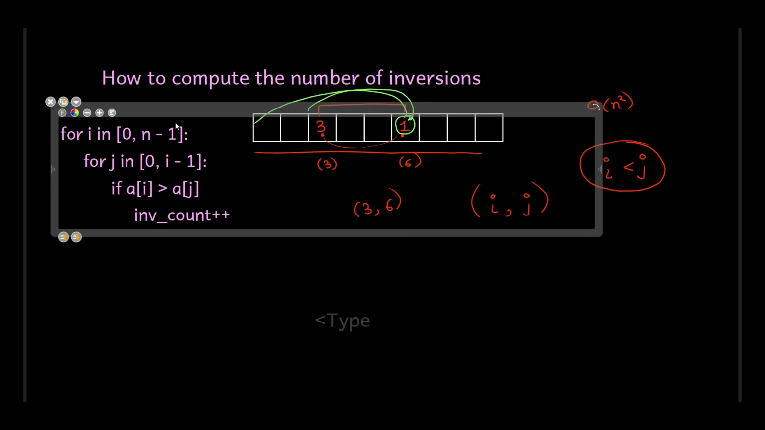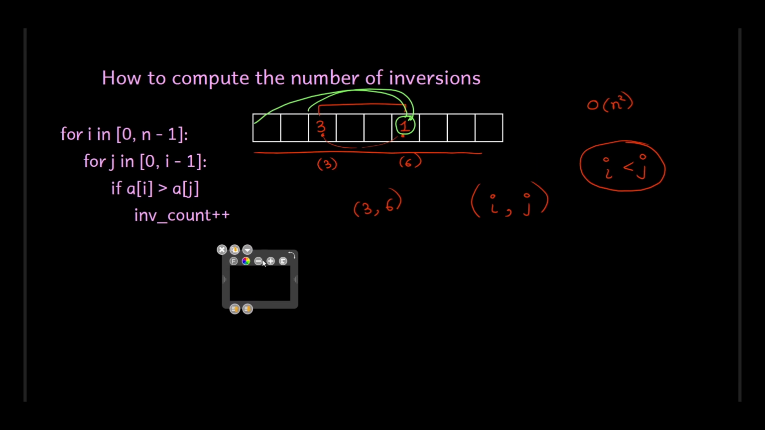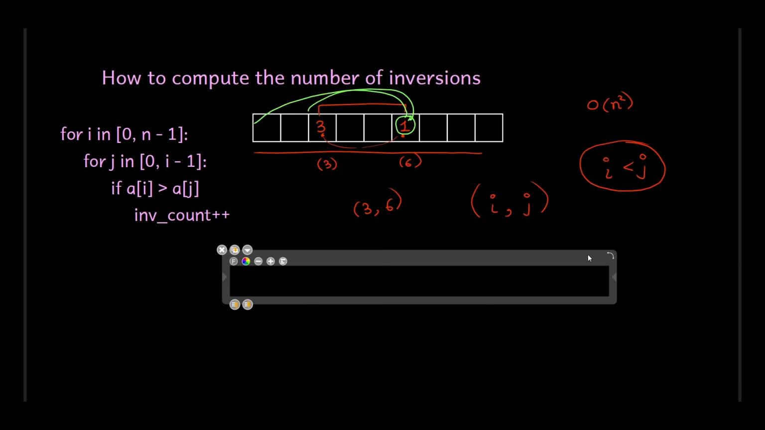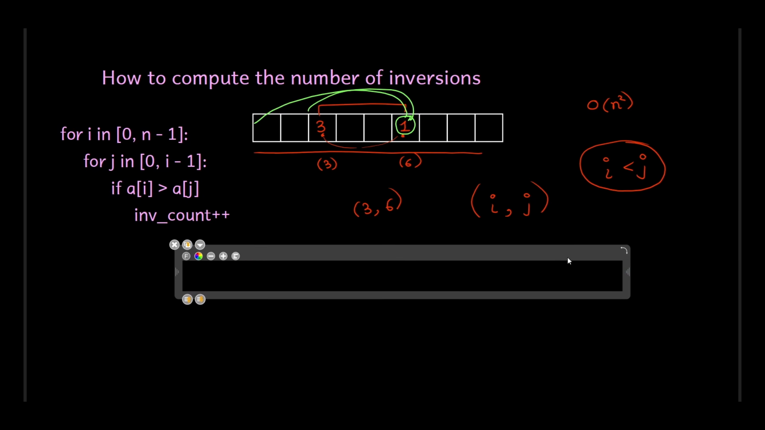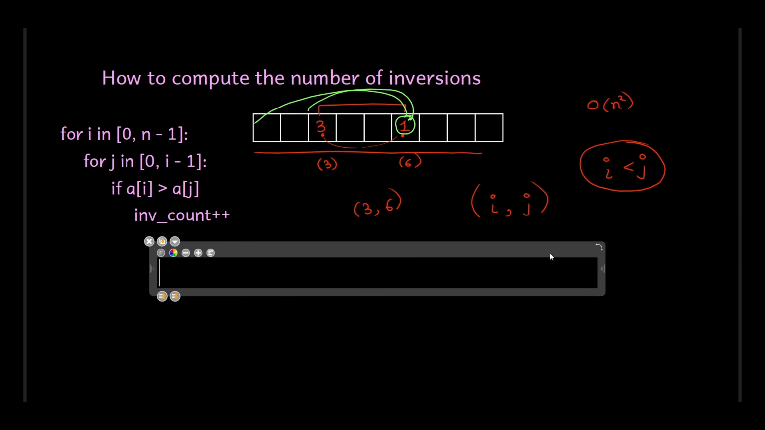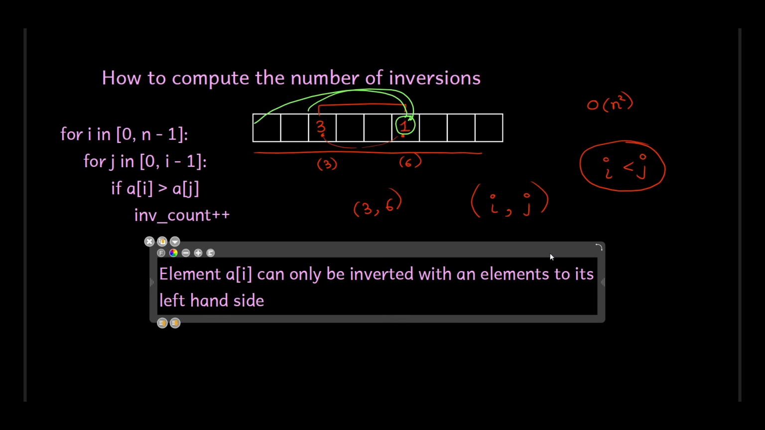And this can actually be very helpful in inversion related problems, or more generally in contribution technique related problems, that you have to define some ordering between the elements. So let's define some ordering which says that element ai can only be inverted with an element to its left hand side.